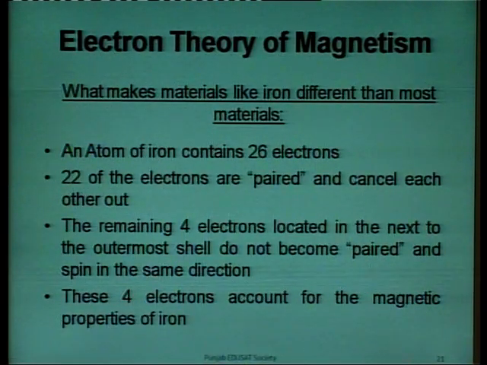Then, the electron theory of magnetism: what makes materials like iron different from most materials? The reason is that an atom of iron contains 26 electrons. 22 of the electrons are paired and cancel each other out, and the remaining 4 electrons located next to the outermost shell do not become paired and spin in the same direction, and these 4 electrons account for the magnetic properties of iron.